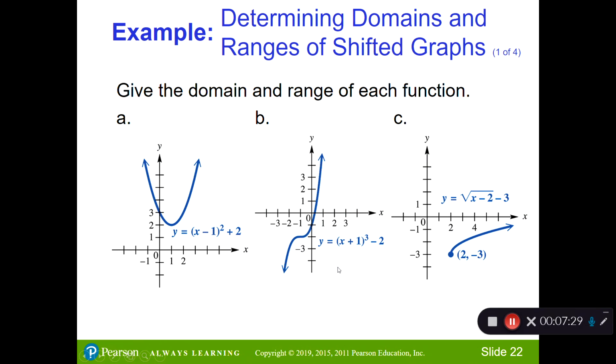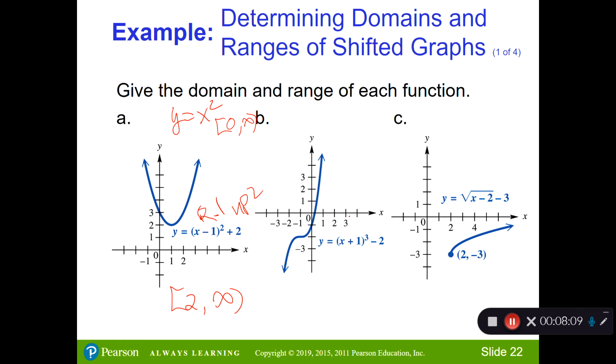Okay, so now here, the basic function is something squared. So this is the graph of y equals x squared, a parabola, but it's been shifted right 1 and up 2. Right 1, up 2. Now, the domain of a parabola is all real numbers, so it doesn't change the domain. But for a parabola, we normally have a range of 0 to infinity, but it's been shifted up 2, so that's going to change this range to 2 to infinity.